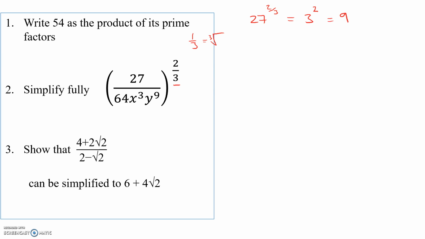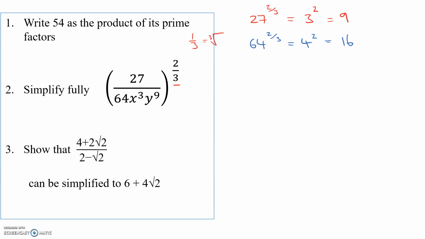And the denominator: we're going to apply that power of 2/3 to the 64, the x cubed, and the y to the power of 9. Let's do them all in bits. 64 to the power of 2/3, because that power of 2/3 applies to everything on the denominator. We'll do it in the same way. We find the cube root of 64, that's 4, because 4 times 4 times 4 makes 64. And we've still got that 2 on the top, so 4 squared, which is 16. Now we could deal with the x's and the y's.